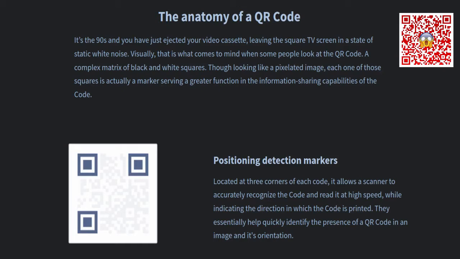Position detection markers. Located at 3 corners of each code, they allow a scanner to accurately recognize the code and read it at high speed, while indicating the direction in which the code is printed. They essentially help quickly identify the presence of a QR code in an image and its orientation.